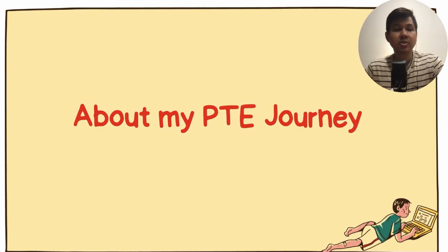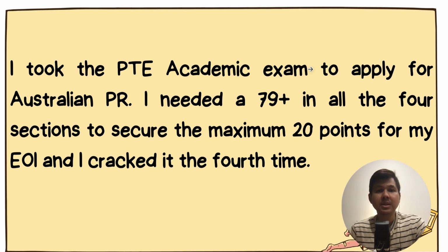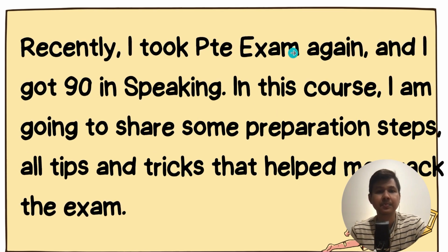First of all, I just want to introduce myself to you if you're new here to my channel. I took the PTE Academic exam to apply for Australian permanent residency as a chef. I needed a 79 plus in all four sections to secure the maximum 20 points for the English test for my EOI. And I cracked it in the fourth attempt. I had to take PTE four times in order to get 79 plus in all sections.